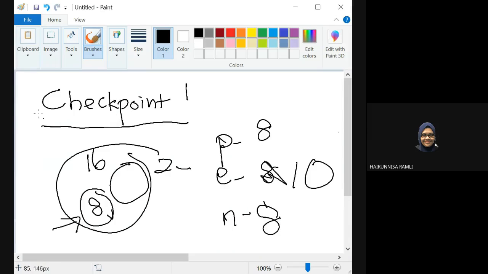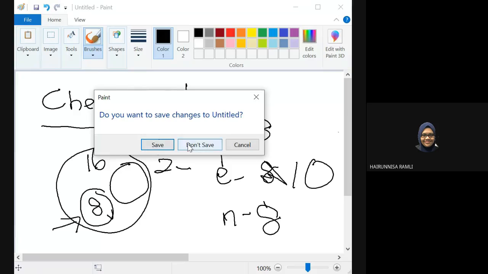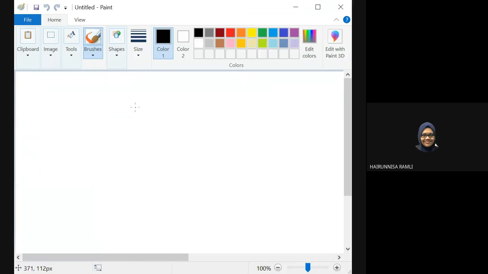Okay, so checkpoint number 2. Sorry, soalan yang sama tapi checkpoint 1 eh. Oxygen 17, 8. So sama je lah, bagi jawapan. Proton?